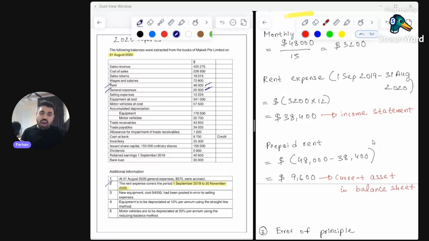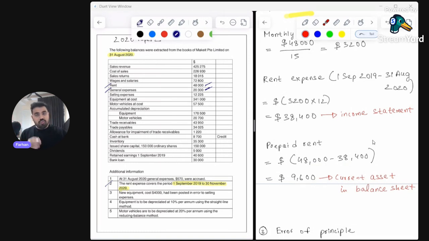Or you can also find it as the difference between the list balance that we were given of $48,000 and $38,400, which is the expense we have calculated for 12 months, and that will still give you $9,600, which covers the 3 months in the next financial year starting 1 September 2020. Now, this prepaid rent is the rent payment in advance, and this is for the next financial year, which are the months of September 2020, October 2020, and November 2020.